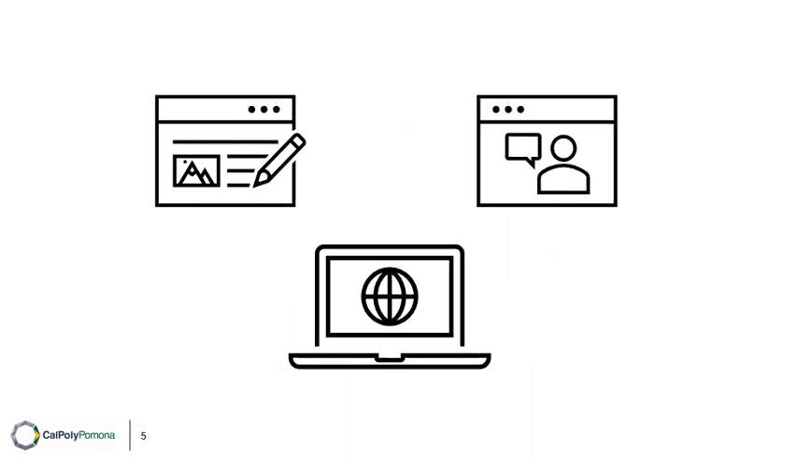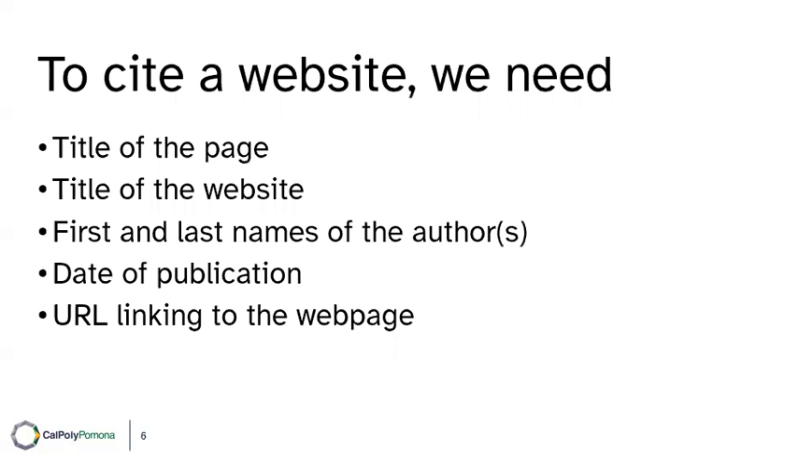There are also different ways to cite different kinds of websites. We will start by looking at how to cite a typical website and then look at some common exceptions. Here are the basic components we need to cite a website. We need both the title of the specific page we're citing as well as the title of the website, the first and last names of the authors, the date of publication, and the URL linking to the web page.